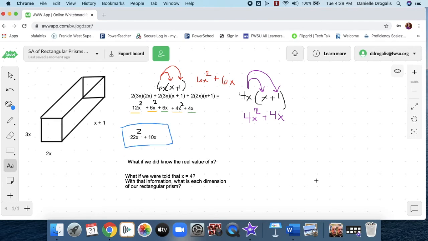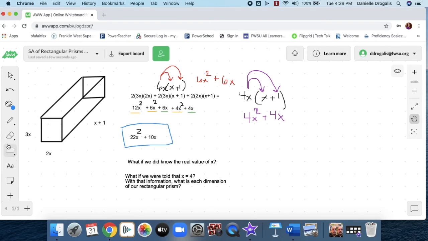Okay, so let's have that be our focus now. This is going to get into another great algebra skill, and that is the ability to substitute a value in for the variable in an expression you have created. And so right now this represents the total surface area of the rectangular prism.